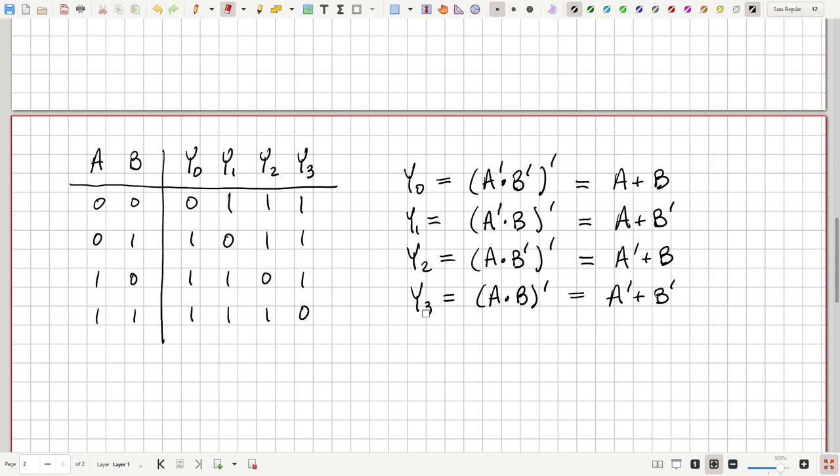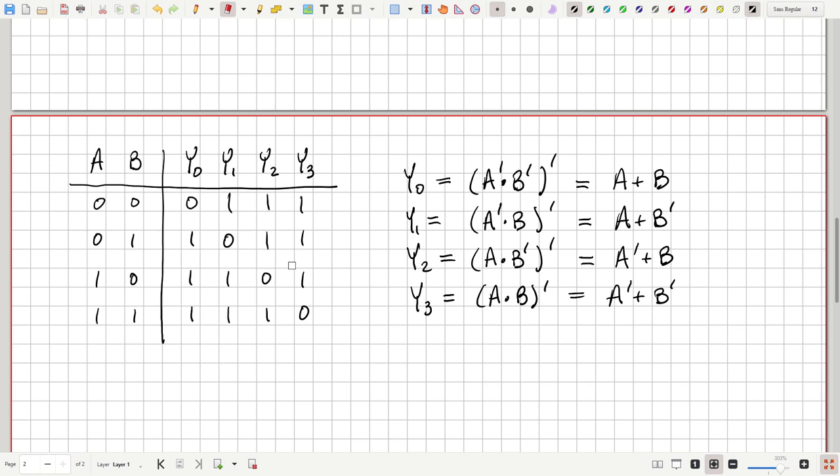All right, so this is 0. The OR operation is only 0 when both of the operands are 0. So not A is 0 and not B is 0. But if not A is 0, then A is 1. And if not B is 0, then B is 1. So when A is 1 and B is 0, you get a 0, and for all other possible values, you get a 1.